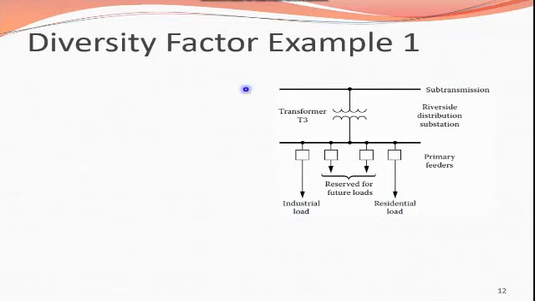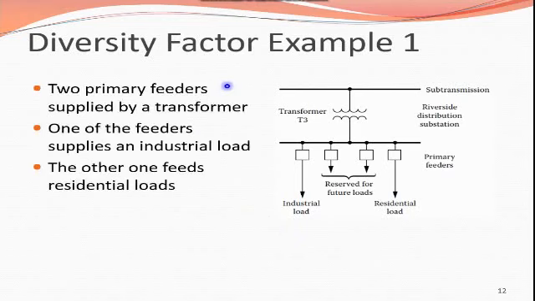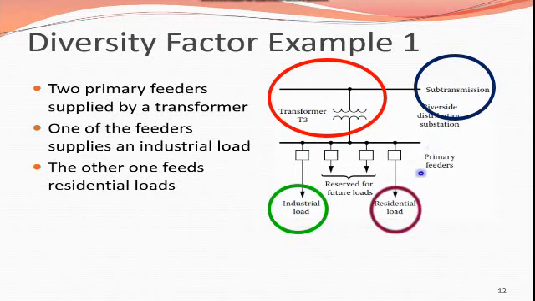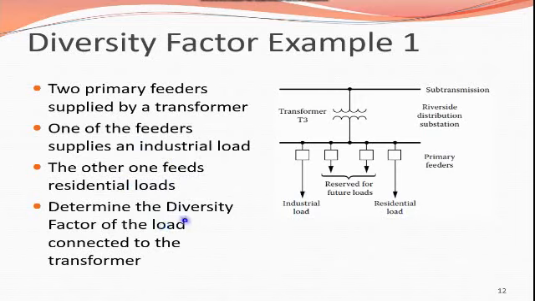Now let's talk about an example of diversity factor. We can see in the diagram here that this is basically the subtransmission. This is a transformer and these are the primary feeders. One is for residential load, the other is for industrial load, and two are reserved for future loads. So two primary feeders are supplied by a transformer, one of the feeders supplies the industrial load, the other one feeds residential loads. Now what we have to calculate: determine the diversity factor of the load connected to the transformer.